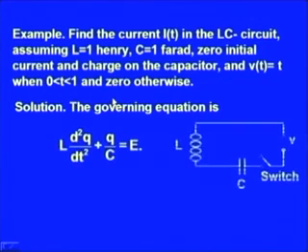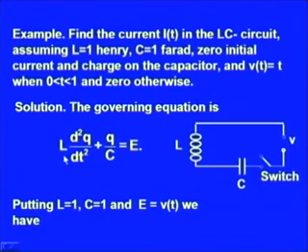Now, in the case of the given problem, the governing equation will be L di/dt plus q/c equal to E, but I we know is dq/dt. So, we get L d²q/dt² plus q/c equal to E. E here will be replaced by V(t). We are given that L is equal to 1 and C also equal to 1, and we put E equal to V(t), but V(t) is equal to t when 0 is less than t less than 1 and 0 otherwise.